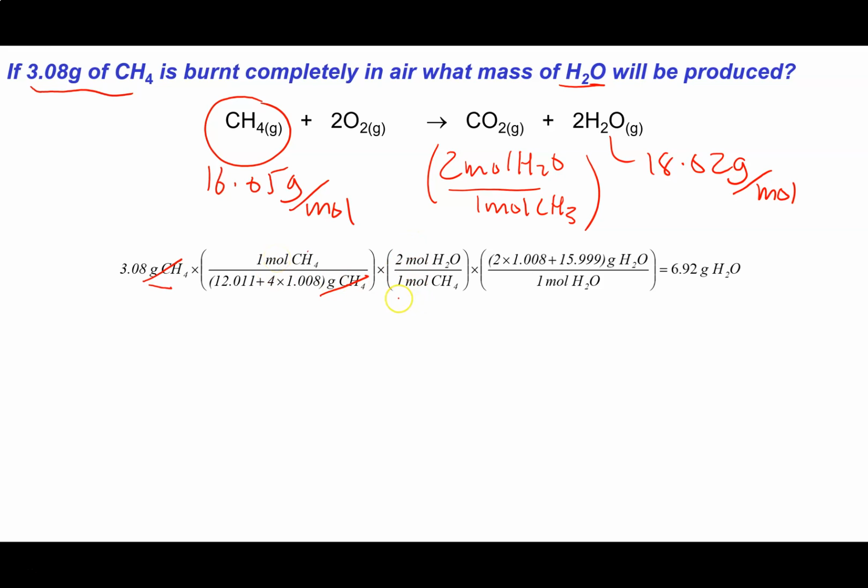Now I'm going to multiply by my mole ratio, and I get 2 moles of water for every 1 mole of methane, and that gets rid of my moles of methane and leaves me with moles of water. And then finally I'm going to multiply by my molar mass of water, and what that does is eliminate my moles of water and turn it into grams of water, and there I am, I'm done. So burning 3.08 grams of methane gives me 6.92 grams of water. So yeah, that's how it happens. They're all kind of the same.